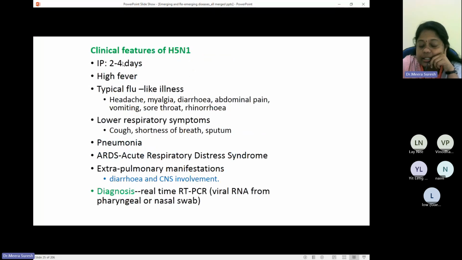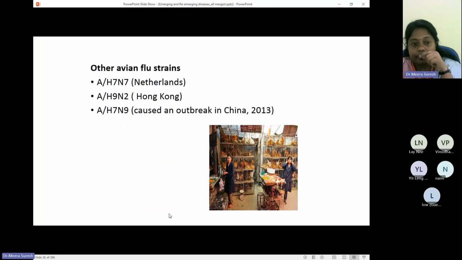Then clinical features: the incubation period is 2 to 4 days. There can be a typical flu-like illness, and lower respiratory symptoms are also common, with cough and shortness of breath. Complications like pneumonia and ARDS are also very common. There can be extrapulmonary manifestations, where we see diarrhea and also CNS involvement. Diagnosis: we can do real-time RT-PCR from a pharyngeal or nasal swab.